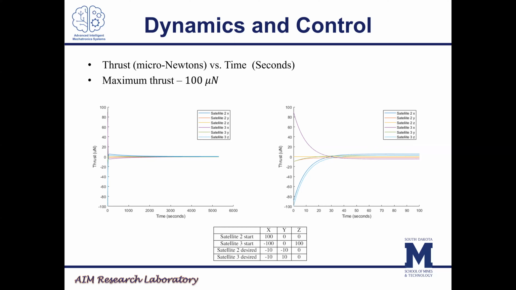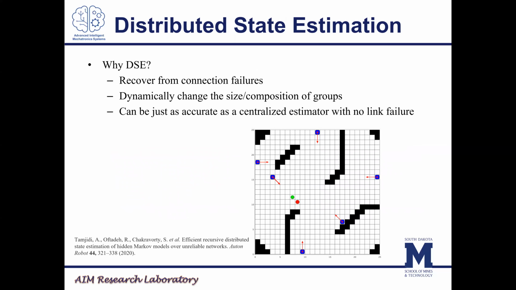towards its goal position, and then it slows down and has to turn around and thrust in the opposite direction to try to slow down because there's no friction in space. So you've got to cancel all of your momentum.